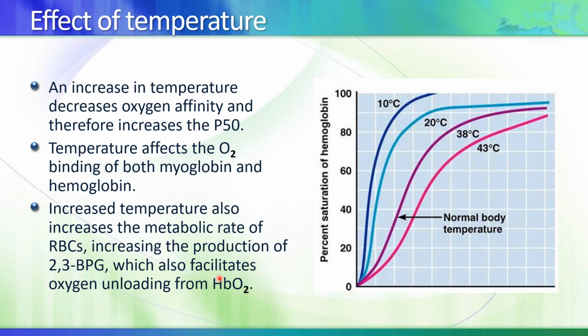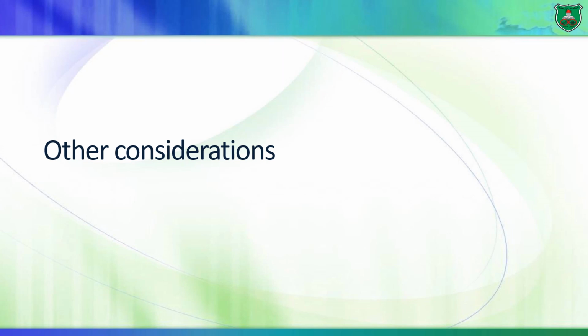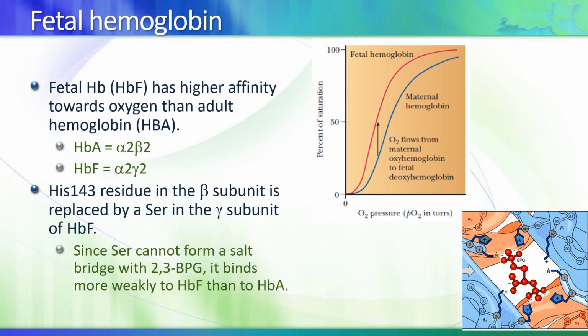So there is a dual effect, or double effect, of temperature on hemoglobin affinity. One is direct, probably affecting the structure or the interaction, the binding between oxygen and the iron of the heme molecule. And the other is that temperature would increase the metabolic rate of red blood cells. Now, there are other considerations as well. So let's talk about fetal hemoglobin now.